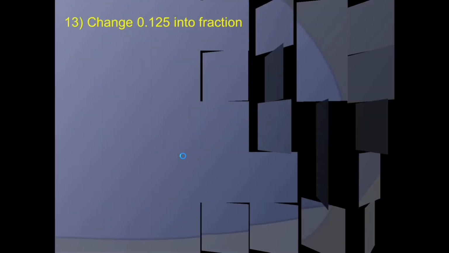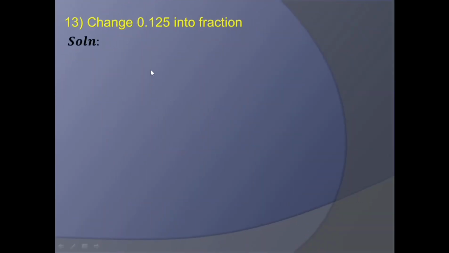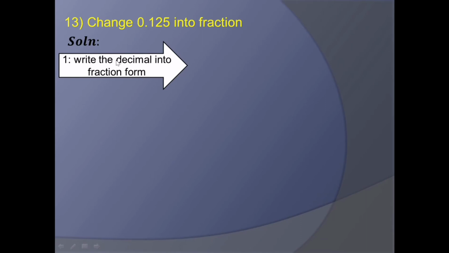Problem number 13: we're going to change 0.125 into a fraction. In what way? Let us have the first step. Write the decimal in fraction form. When we say fraction form, it should have a numerator and denominator. So bring down 0.125 over 1. That is in the form of a fraction.